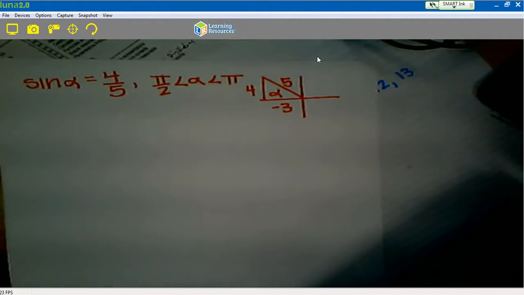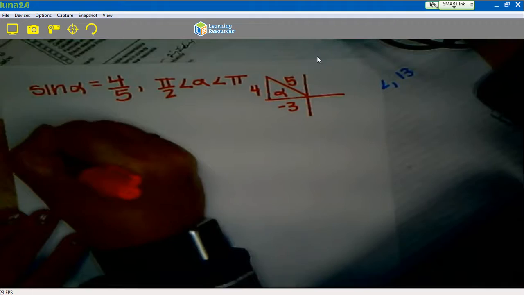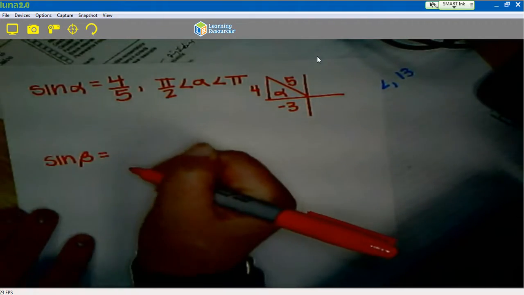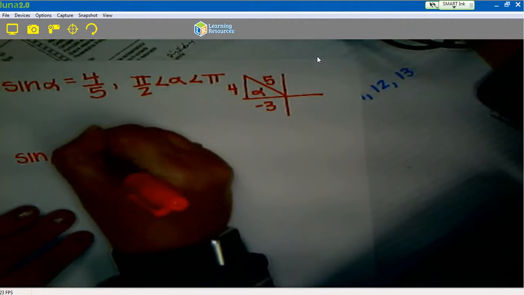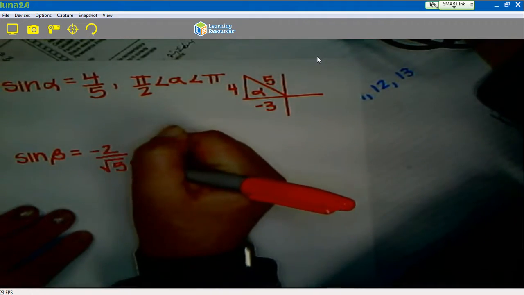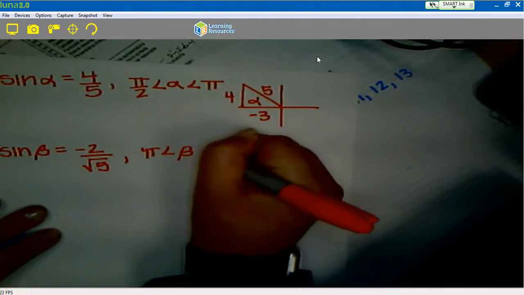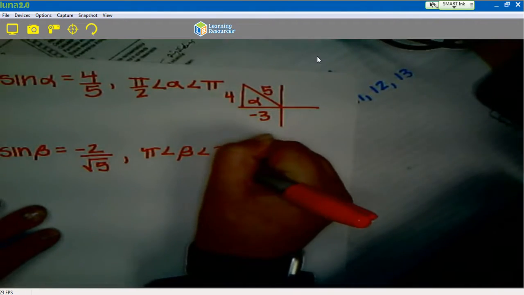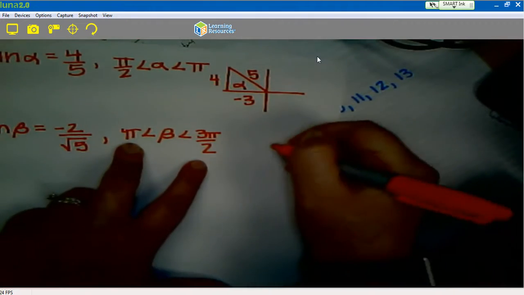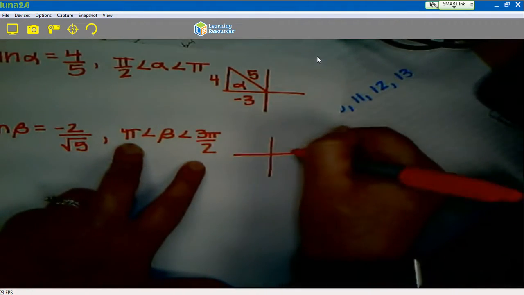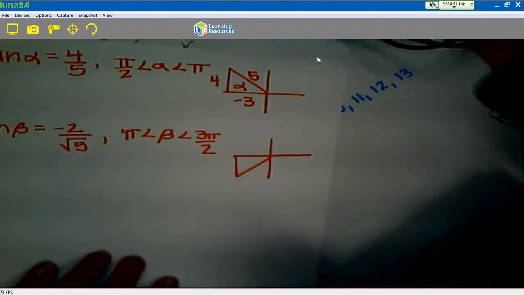And you can put this below part A and part B, because A and B don't take up very much space. Then we also know that the sine of beta is equal to -2 over the square root of 5, and beta is between pi and 3 pi over 2. So between pi and 3 pi over 2, that means we are in quadrant 3.